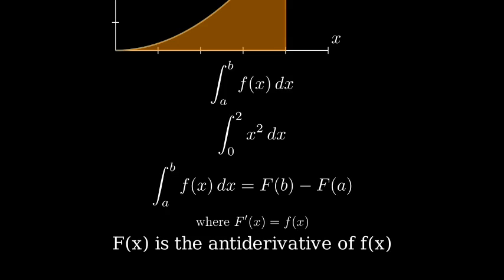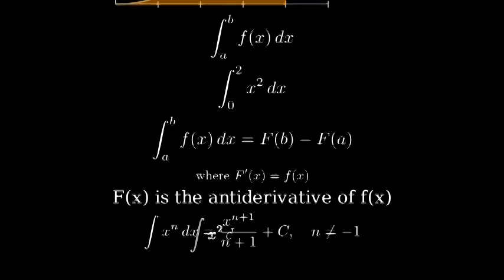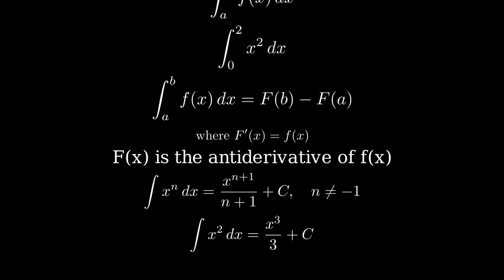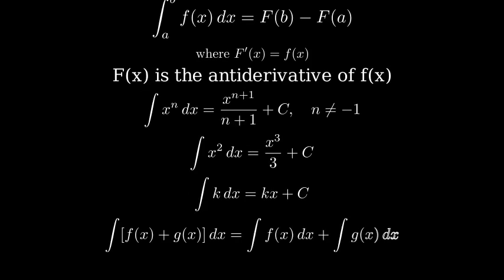Let's learn some basic integration rules. First, the power rule. The integral of x raised to the power n equals x raised to the power n plus 1 divided by n plus 1 plus a constant c. This works for any power except negative 1. For example, the integral of x squared dx equals x cubed divided by 3 plus c. Second, the constant rule. The integral of a constant k equals k times x plus a constant c. Third, the sum rule. The integral of a sum equals the sum of the integrals.